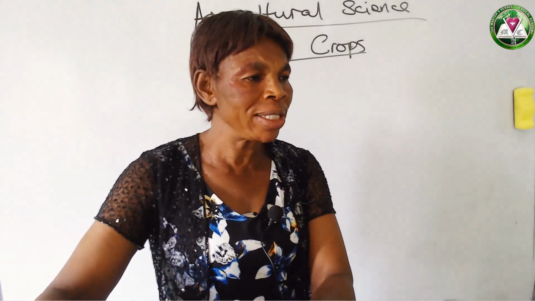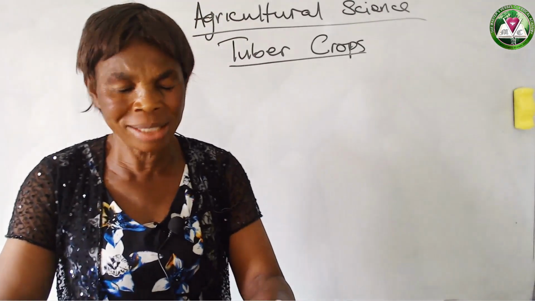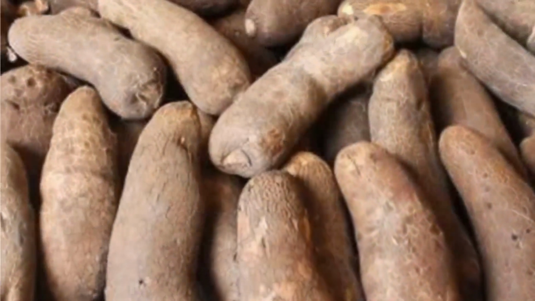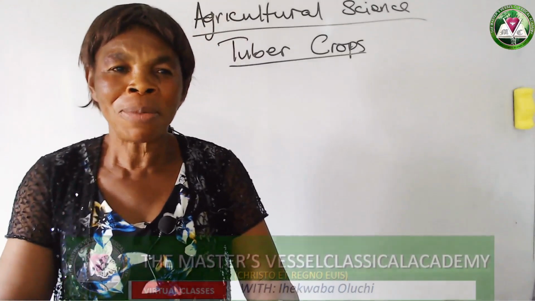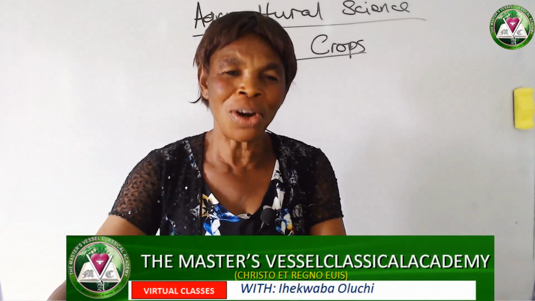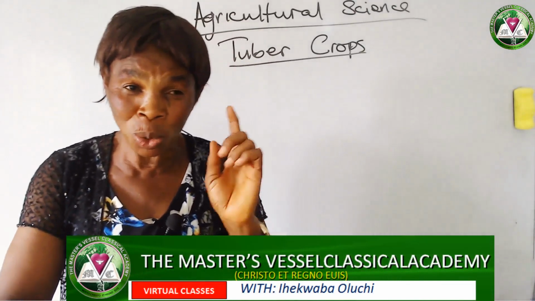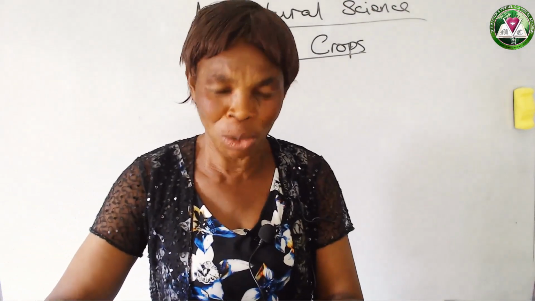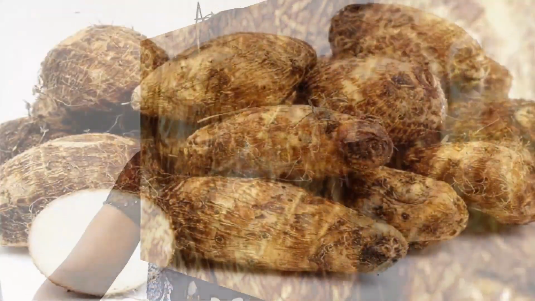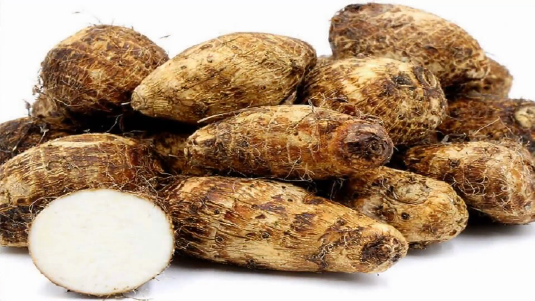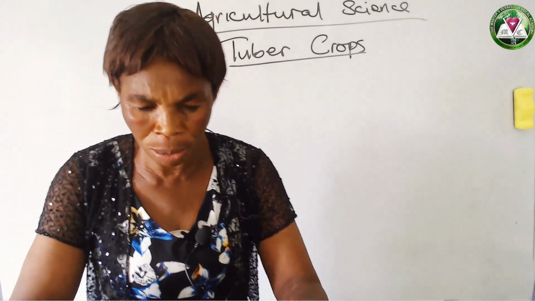Now, let us look at some of the examples of these tuber crops. We have yam. Many of you have seen yam, you are eating it. Your parents peel it and prepare it, porridge or stew or jollof with beans. Yam is one good example of tuber crop. Another one is cocoyam. Some of you may not know what cocoyam is, but it is one of the examples of tuber crop.